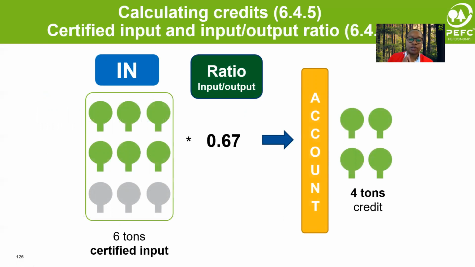So, a graphical example of what we've calculated in the previous slide. You have your 6 tons of certified input, you multiply by the ratio, and in your account, you will get 4 tons of credit.